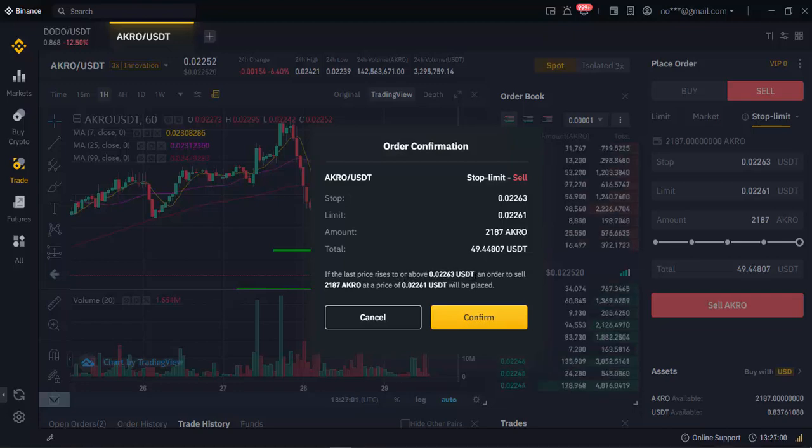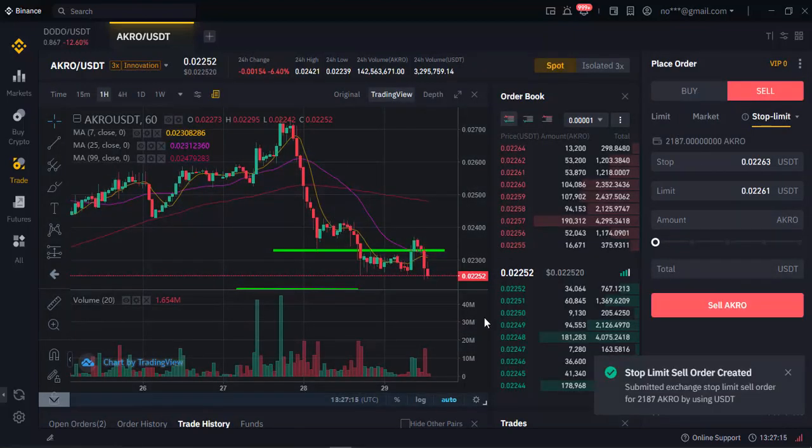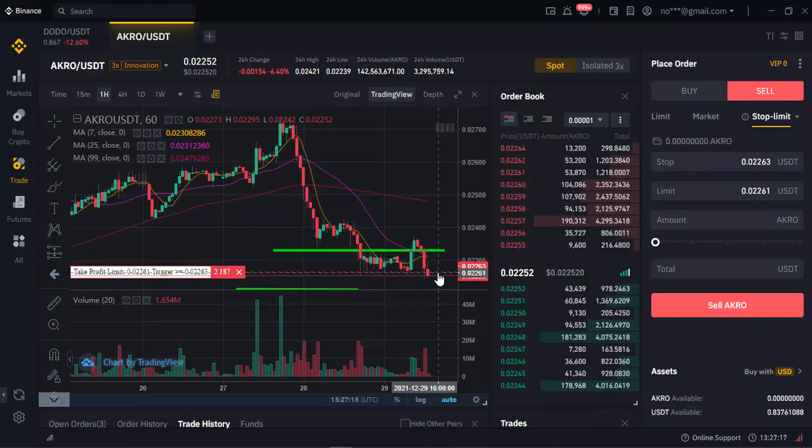Understand? So if the price rises to or above 0.02263 USDT, an order to sell 2187 ACCRO at a price of 0.02261 USDT will be placed. Have you seen that? Then we click on Confirm. This is it right here. You can be able to cancel it, but no need cancelling it. We are going to leave it right here.